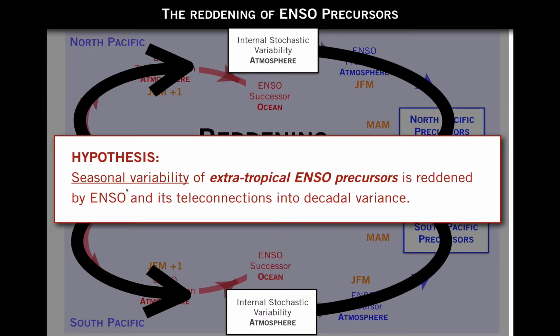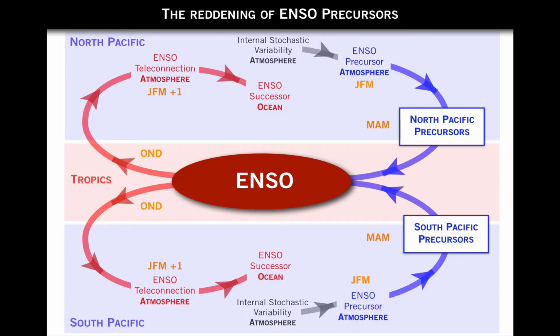So the hypothesis then is that seasonal variability of these extratropical ENSO precursors is reddened by ENSO and its teleconnections back to the tropics into decadal variance.